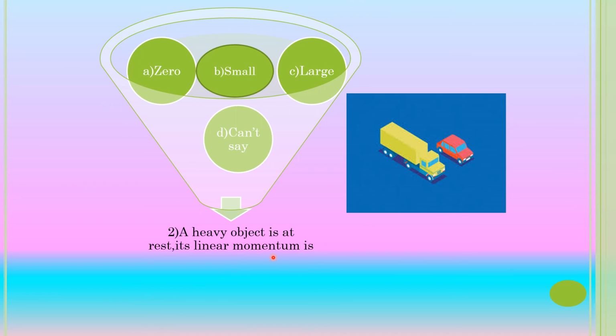So if the question says a heavy object, so the mass is more, that doesn't mean that momentum would be large. Are you getting me? What is the confusion trick here with the heavy object? By looking at heavy, we might think the momentum would be large.